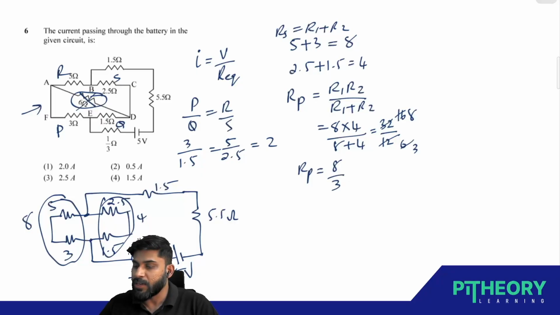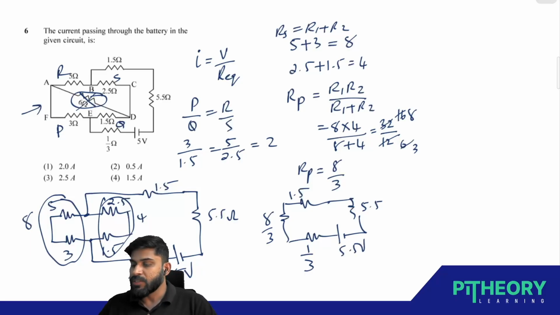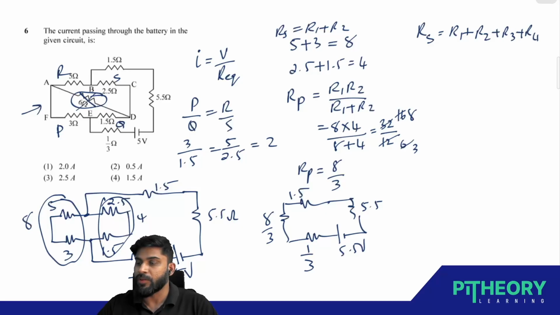So our circuit is now very simple. We have this resistance which is 8 by 3. Here we have a resistance which is 1 by 3. Here you have another resistance 1.5. And here we have this 5.5 that is connected across the battery, 5 volt. So now all these resistors are basically in series. So you can write RS is equal to R1 plus R2 plus R3 plus R4. What you're going to get: 8 by 3 plus 1 by 3 plus 1.5 plus 5.5.